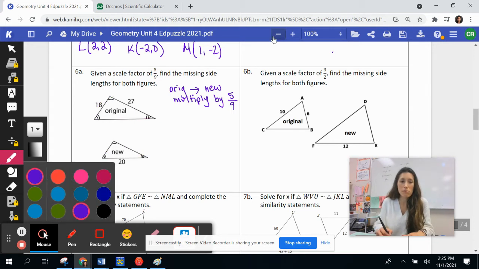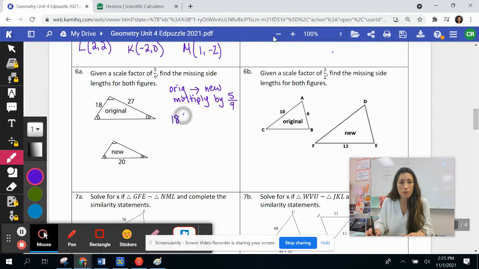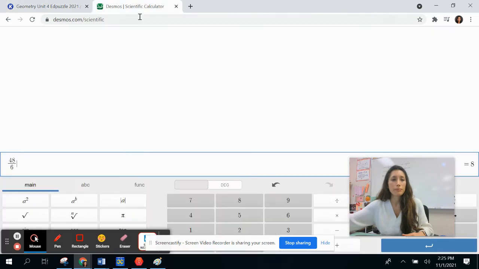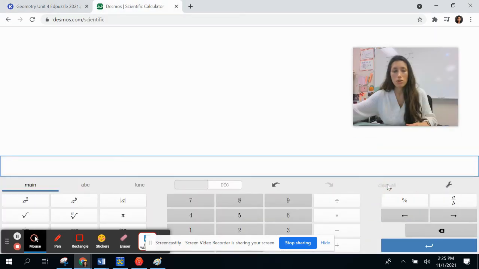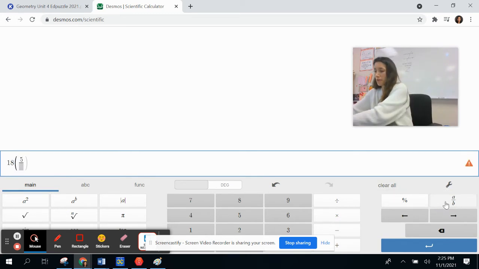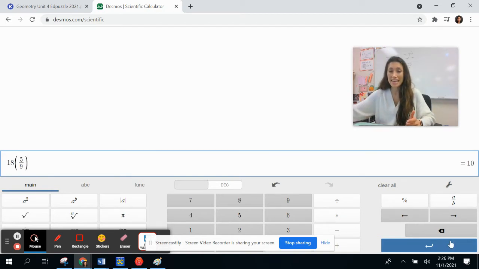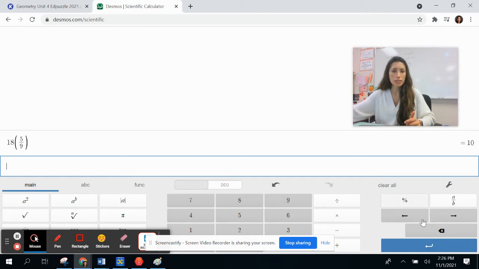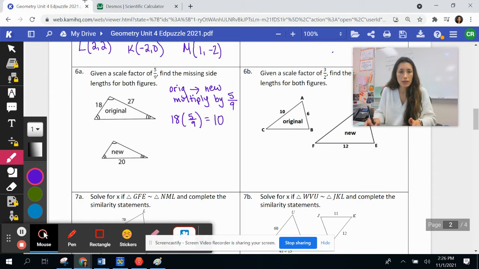Okay, so first one, we are going to take 18. We're going to multiply that by 5/9. Let me show you how to do this in a calculator. Clear all. Okay, so let's do 18, and then you can do parentheses, and then you can get a little fraction here, and we're going to multiply it by 5/9. You can do these in the scientific calculators that we have as well, and that's going to give us 10. So this side 18 is going to become this new side here, 10. We multiply the original by the scale factor, we get the new.